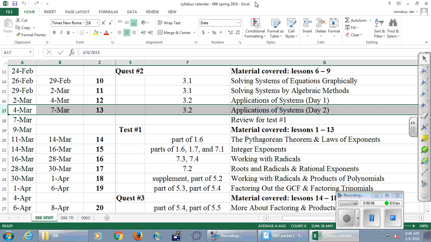Today is March the 4th. We are covering lesson 13. That is monumental because it's our last lesson before the test. The test is coming up on Wednesday. The coming Monday is our review day.